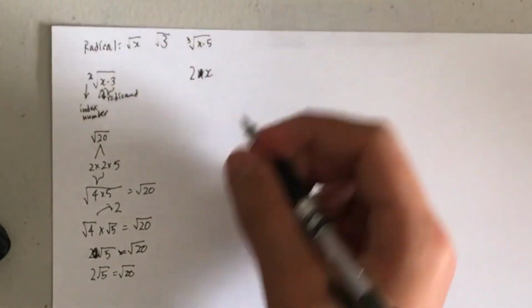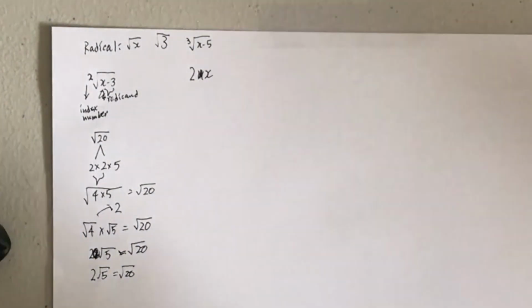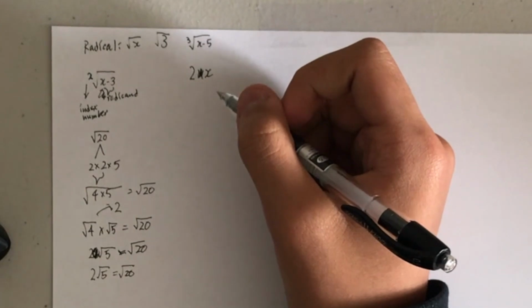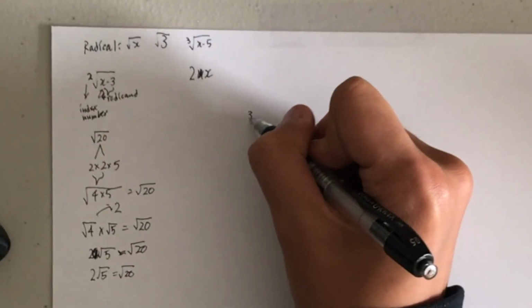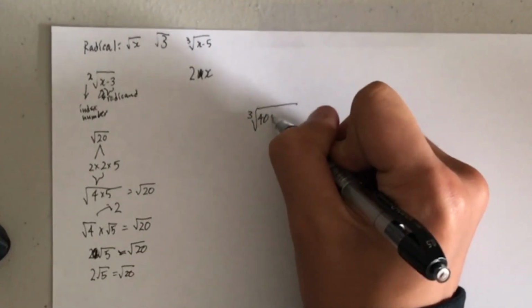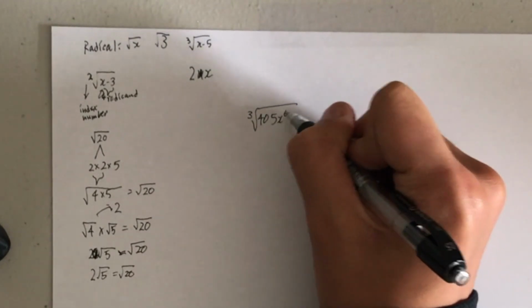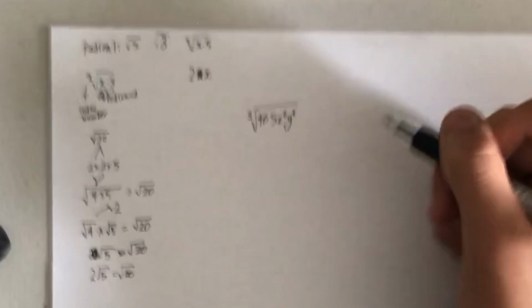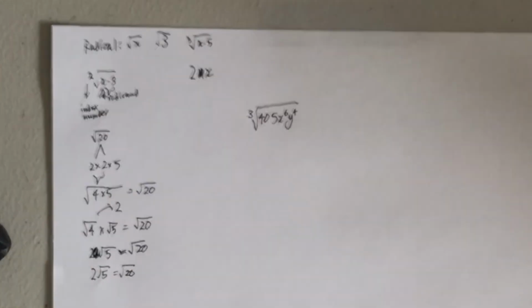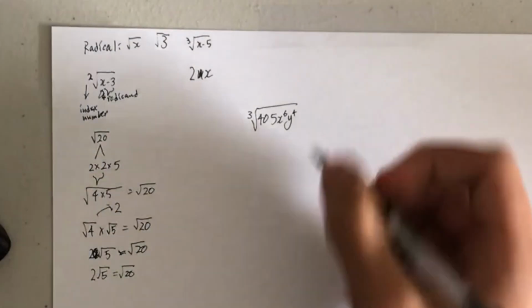So we're going to move on to another case, which is a radical with a variable inside it, such as the cube root of 405 times x to the 6th power times y to the 4th power. Now, while this radical might look intimidating, we just have to break it down.